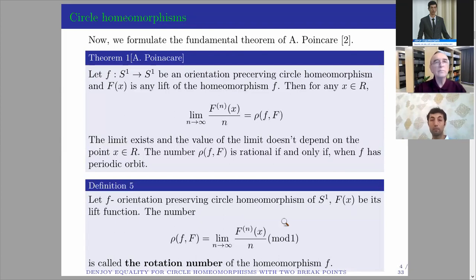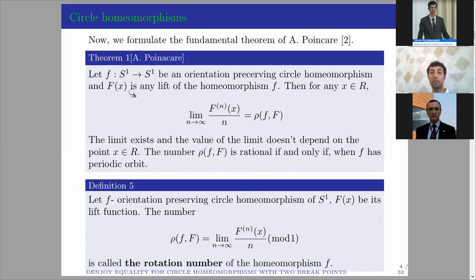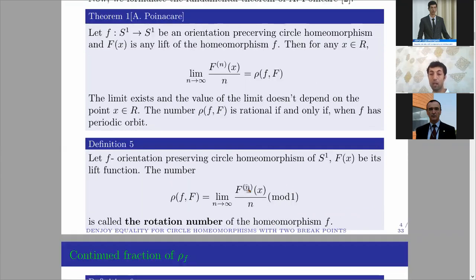Now let me formulate the fundamental theorem of Poincaré. Let f be an orientation preserving circle homeomorphism and capital F(x) its lift function. Then for any x, this limit exists, and this limit does not depend on the choice of x, and this limit is irrational if and only if f has no periodic orbit. If we take the fractional part of this limit, then it is called the rotation number of the circle homeomorphism f.